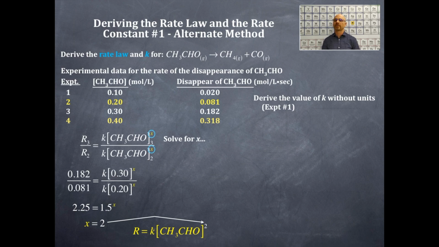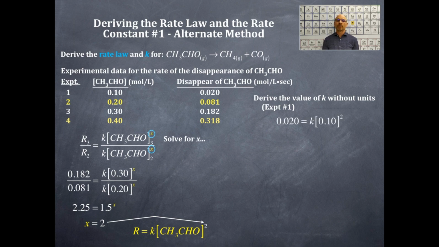But we're going to derive the value of k without the units. Some students find that this is easier if you get the value of k independent of units and then the units independent of the value. And then we're going to combine those two things together and get the rate constant and units all together. In more complicated problems, this is probably the easier process for students to do.